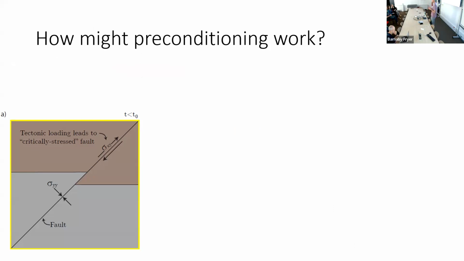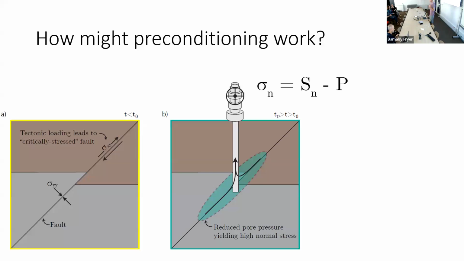This fault has a normal stress on it and a shear stress along it. This can be a critically stressed fault, which is the worst case scenario, such that a small amount of stress change could cause an earthquake. What we do is we imagine that we drill a well into that fault and we produce fluid out of the fault. So we first require that the fault has some fluid along it. Producing the fluid will reduce the pore pressure in a radius around the well. So this creates a low pressure zone.